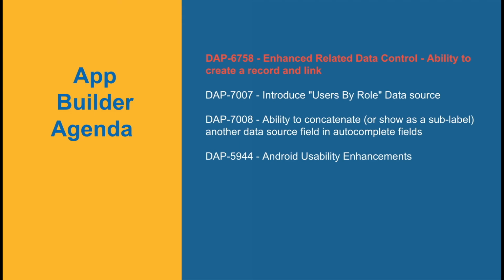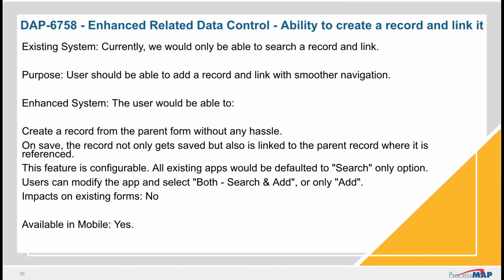Let's start with the related data control. Currently, we can link a field from one app to another, but we cannot do updates to the parent app. With this enhancement, we can search fields in the parent app as well as update them.